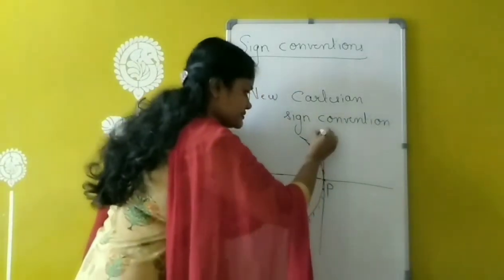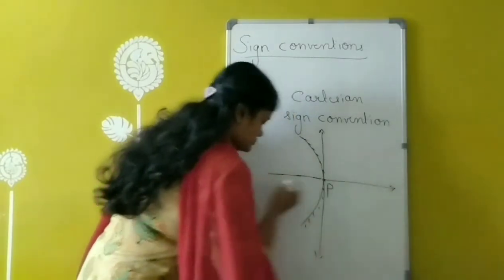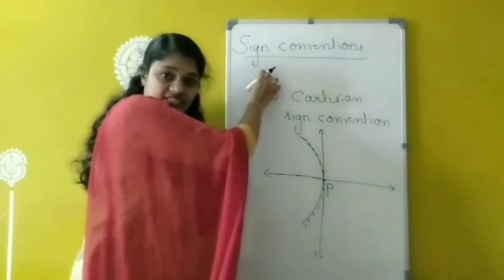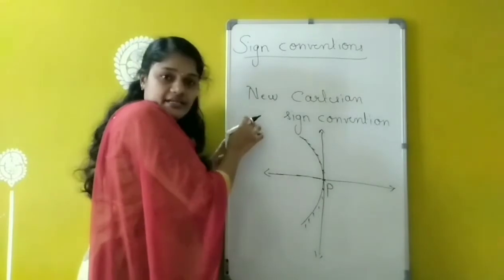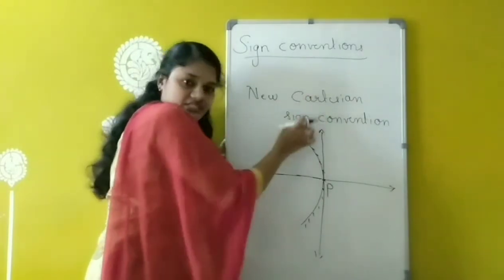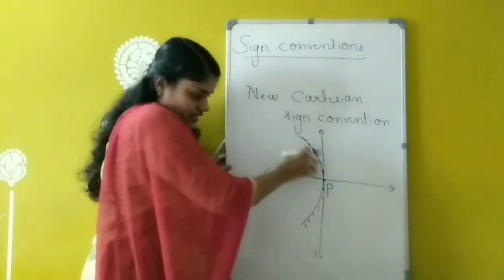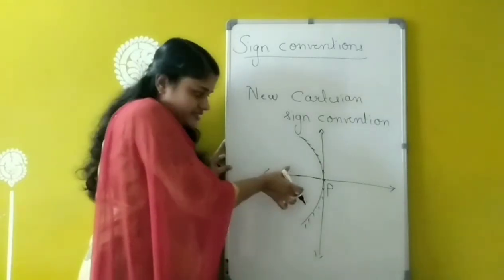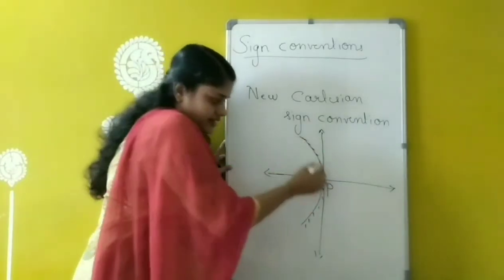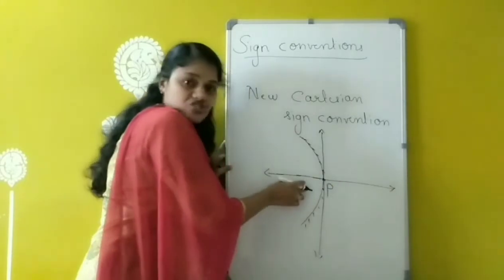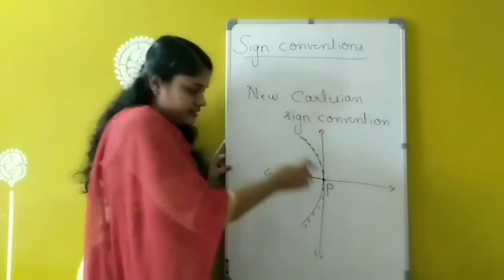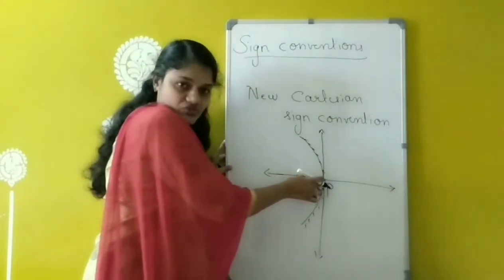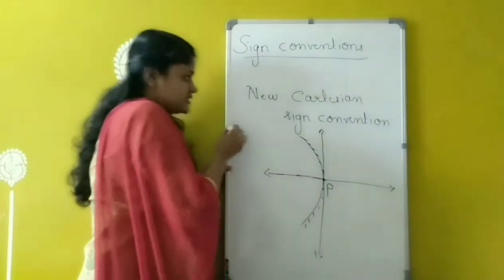This is the y-axis. For reflection from spherical mirrors, we are considering the new Cartesian sign convention. In this, first of all, I am taking a concave mirror and placing it in the xy plane, and this pole can be considered as the origin here. In the xy plane, the meeting point is called the origin. So here the pole is considered as the origin.